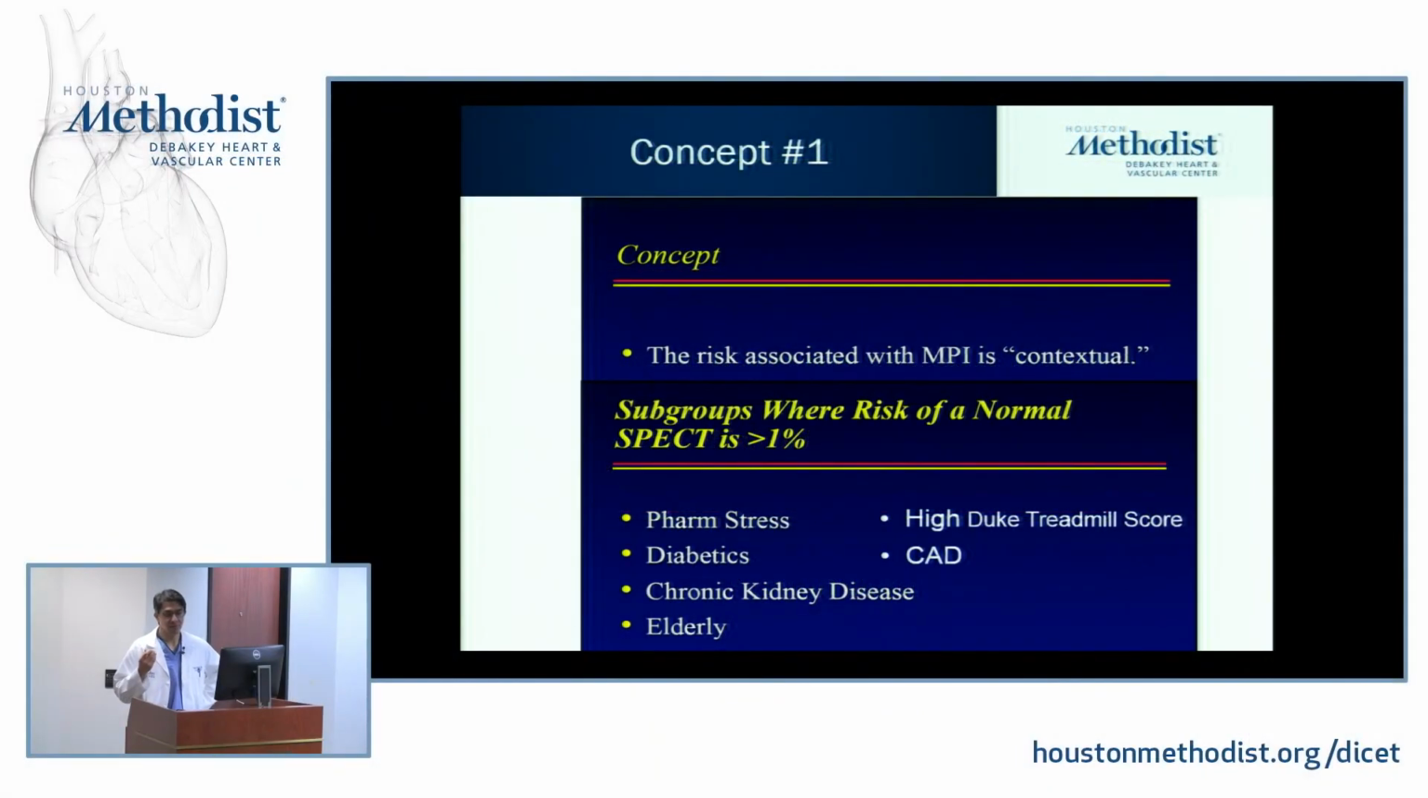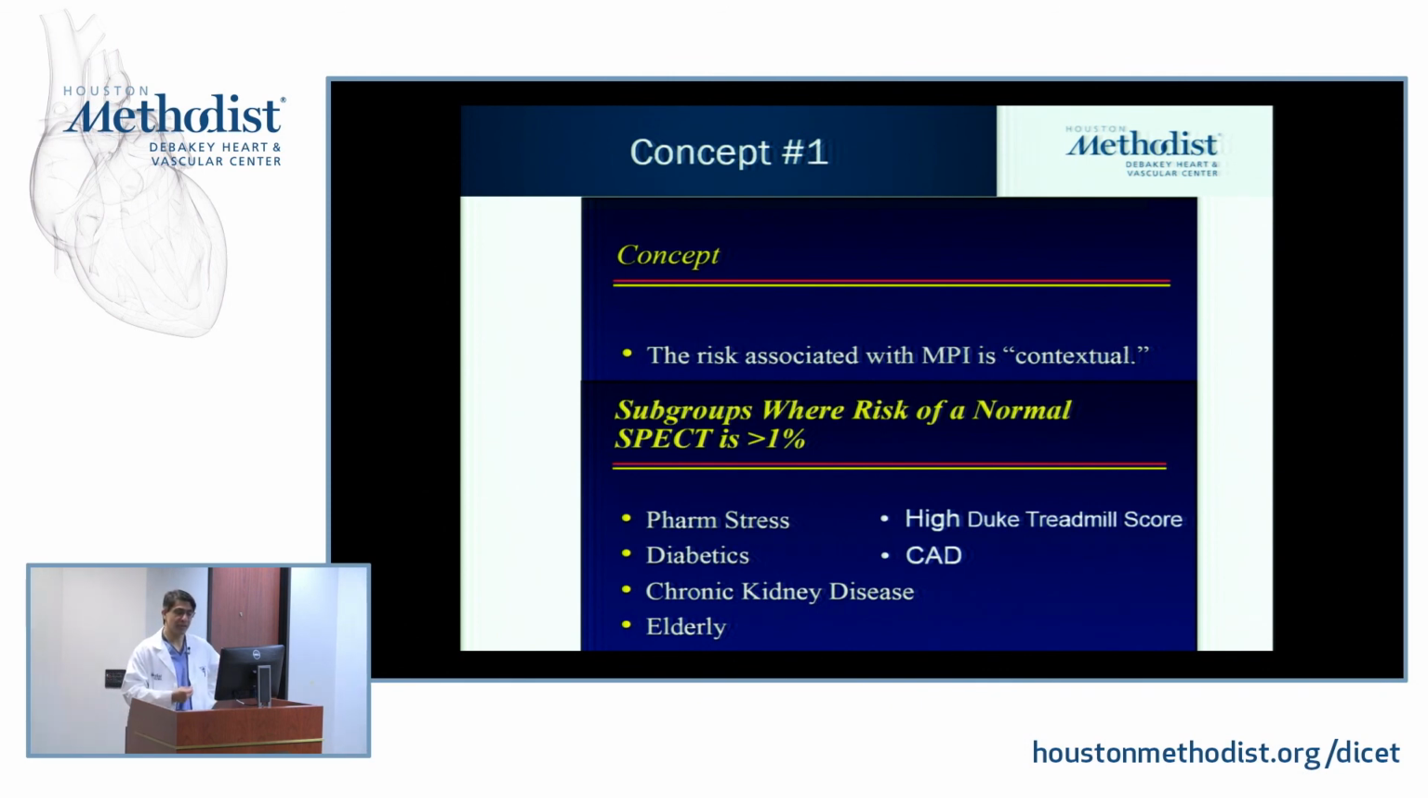And then finally, we'll just spend a few moments on it. Like with everything else, the risk with myocardial perfusion imaging is really contextual. There are populations who have higher than 1% risk. Who are these populations? These are patients you should be aware of when you see a patient with a normal nuclear exam. Now, that still means they're low risk. Theoretically, they're a lower risk group. You have a low risk finding.